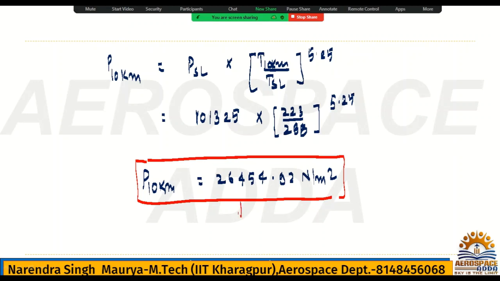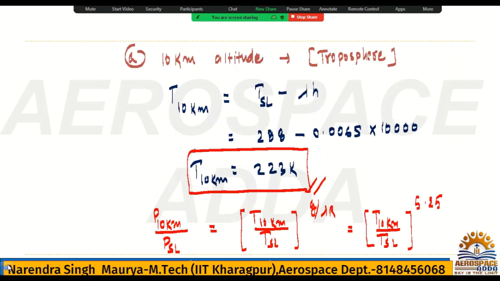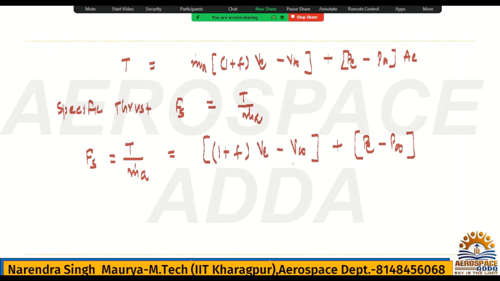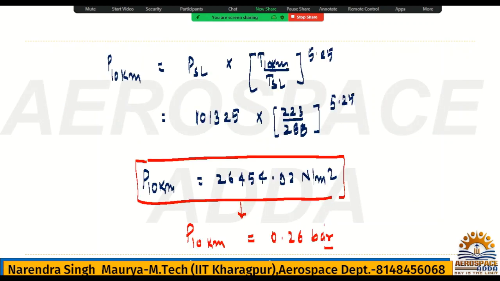Or in bar you can write 0.26 bar also. It is better, right? Okay, it's your choice. This is the 10 kilometer pressure. Now we can check all the values in the formula. What is required? I think all you have calculated, only V infinity you have not calculated. That also you can calculate because you have the temperature now.